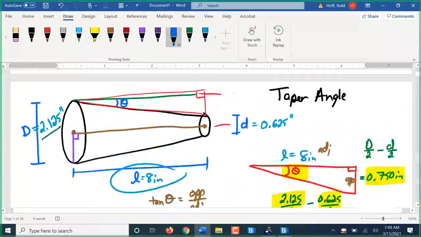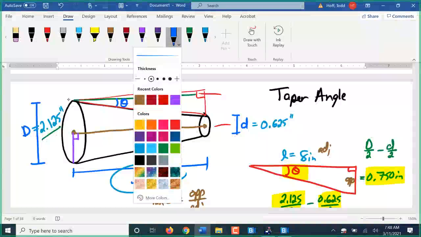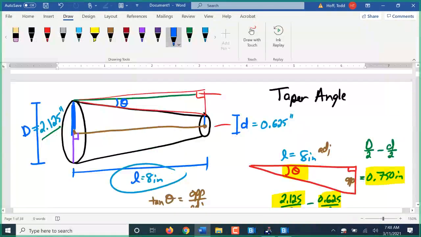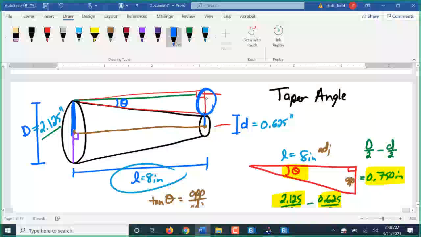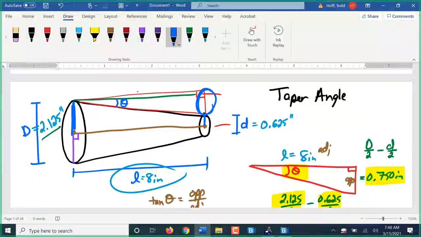So again, all we did up there was we took the radius of each end, here and here, and found the difference to get that opposite side, and then used the length to get the 2 legs of that triangle so we could find our taper angle.